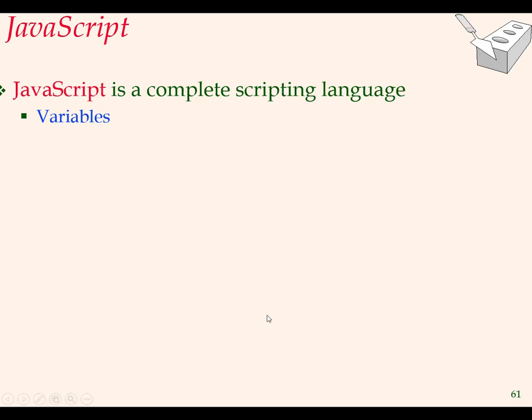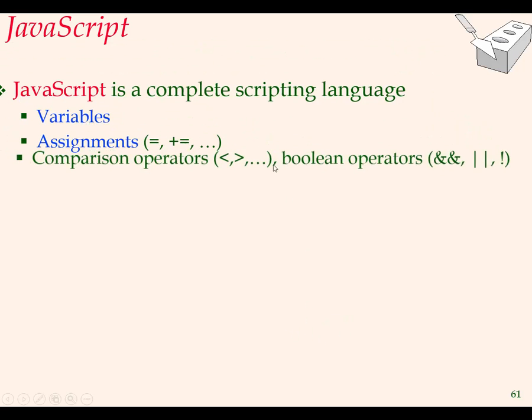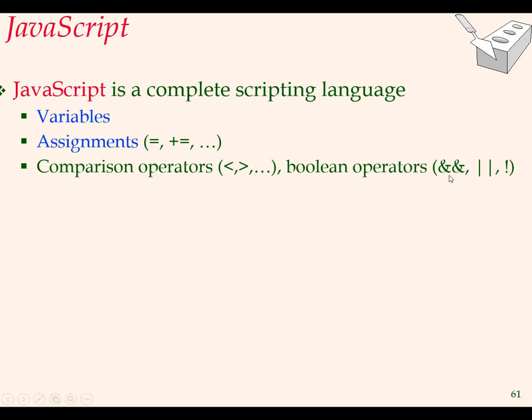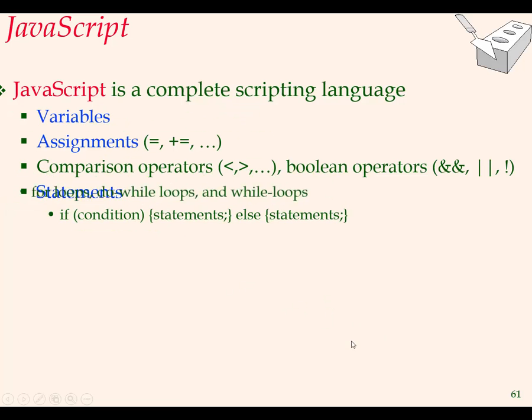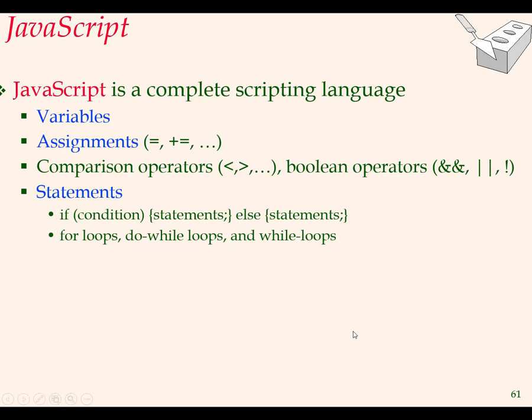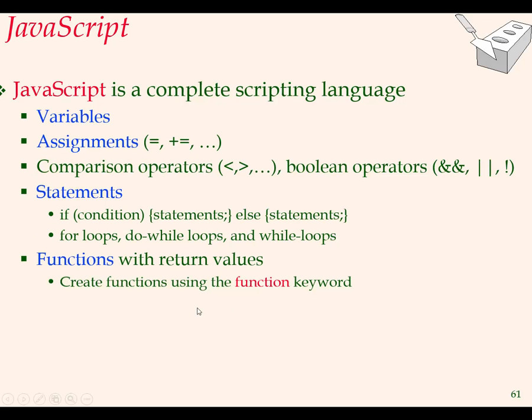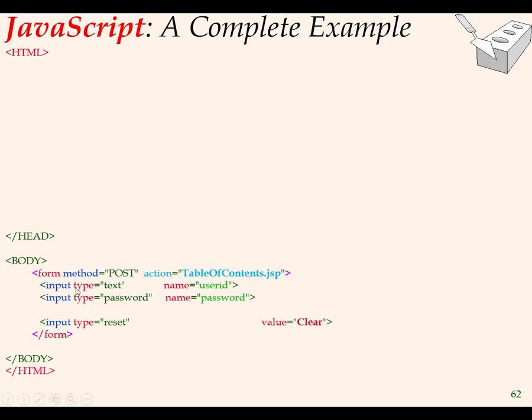JavaScript is a language, just like C or maybe Java. It has variables, assignment, comparison, relational, logical operators, statements, if, else, for loops, do while loops. It looks very familiar. Functions that return values, and again, it's like any function in any language, but this JavaScript is embedded inside HTML.